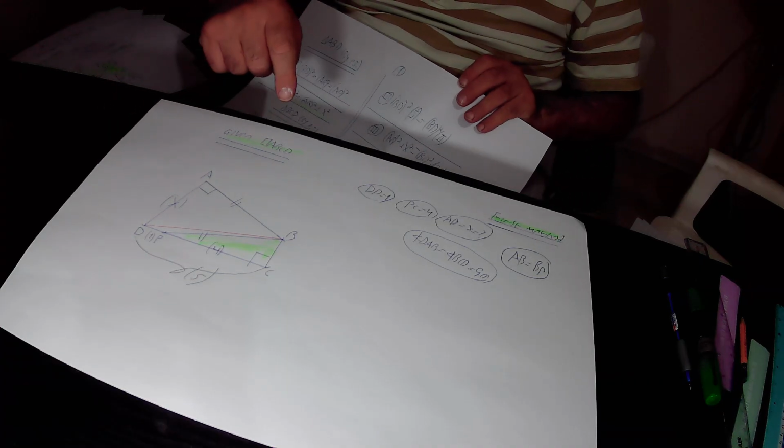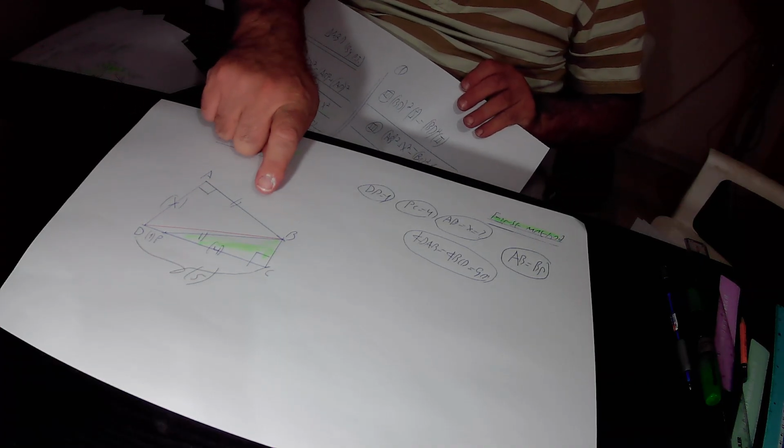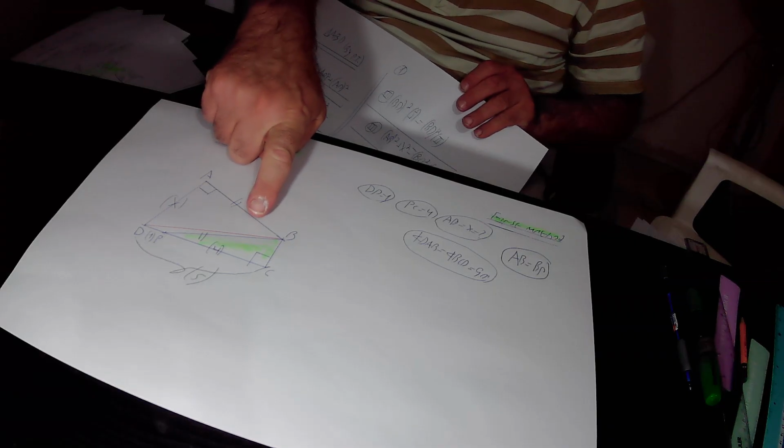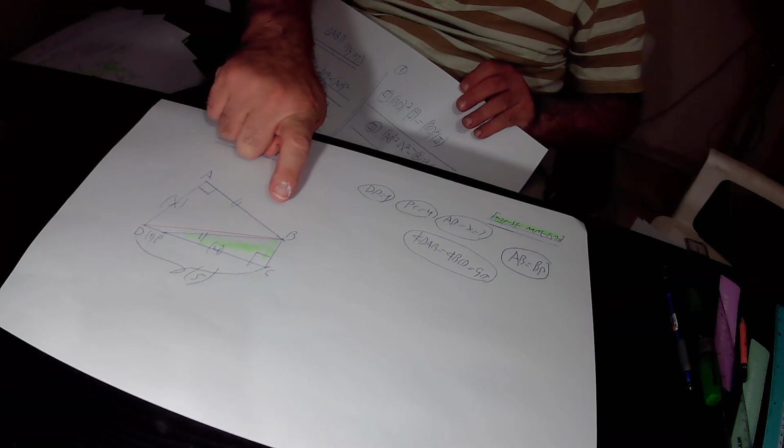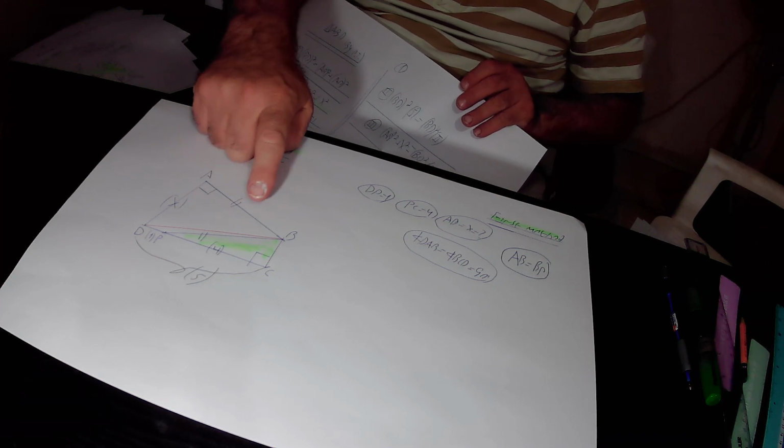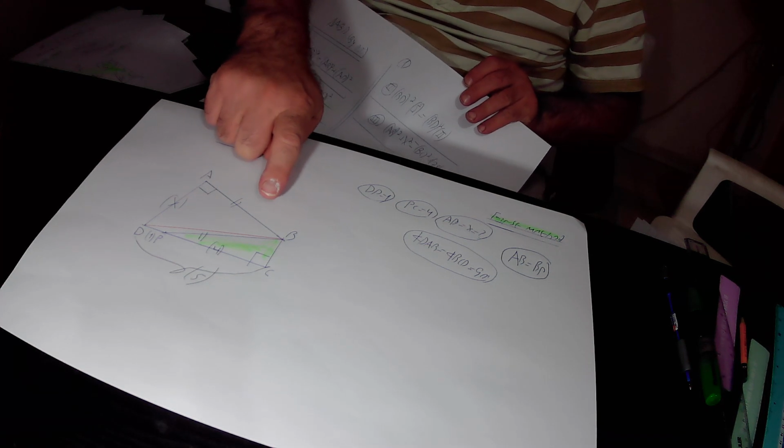So the next step, we implement the Pythagoras theorem on this right triangle BCP. According to the Pythagoras theorem, in this right triangle BCP, BP squared, that is the square of the hypotenuse, equals BC squared plus CP squared.